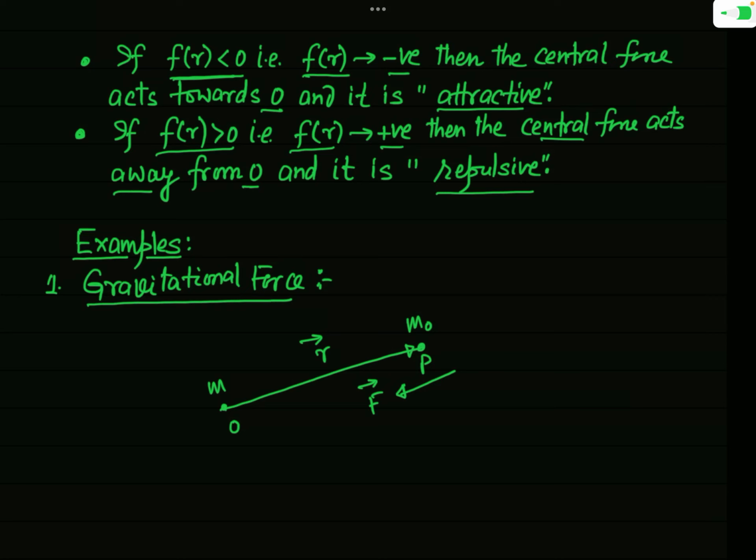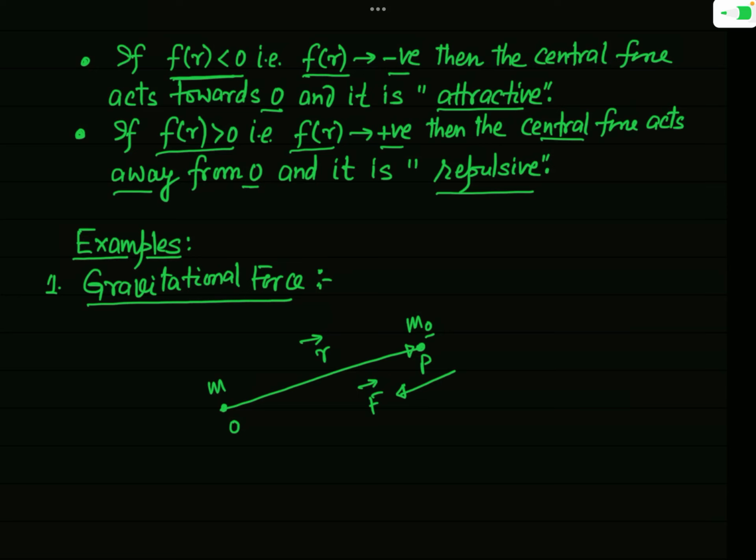Now you can see how we can say that gravitational force is a central force. For this, let us consider that at this point P, where we have assumed in the definition there is a point mass m0, and there is another mass, let us say m, at the point O.